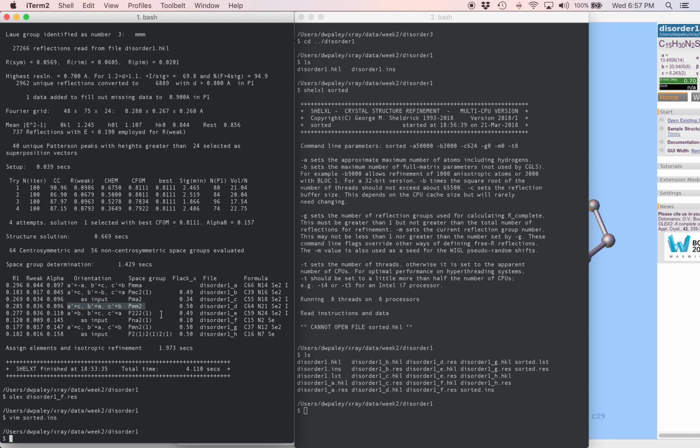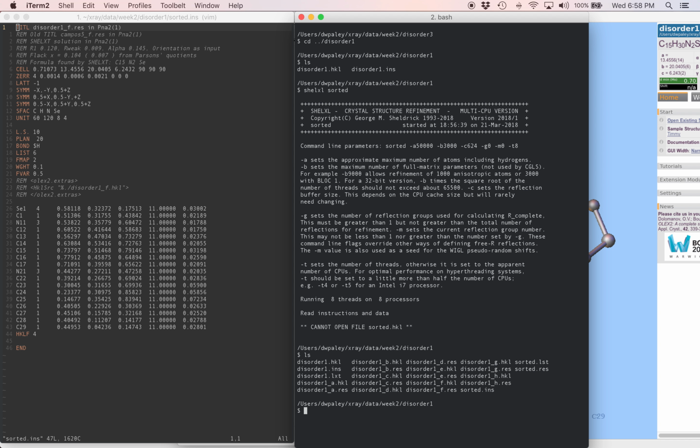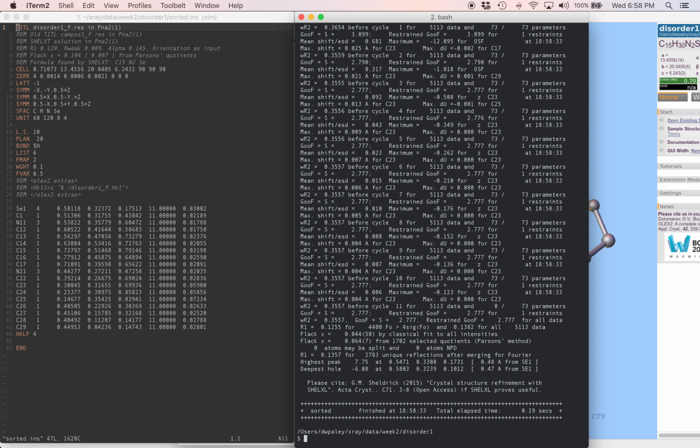So if the axes are getting reset, then the indices of all the reflections in the HKL file are going to get reset too. So for that reason, we have to make sure we grab the HKL file that matches the res file that we started from. So having said all that, I'm going to copy disorder 1 underscore f dot HKL over to sorted.hkl. Now that I've done that, I'll open my inst file back up and we'll run this refinement. See what this looks like.